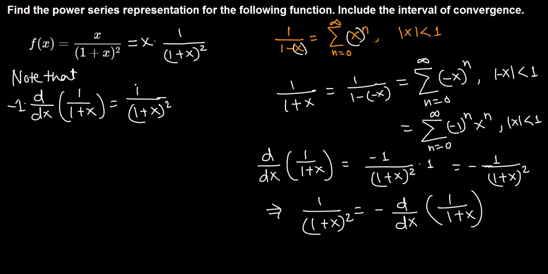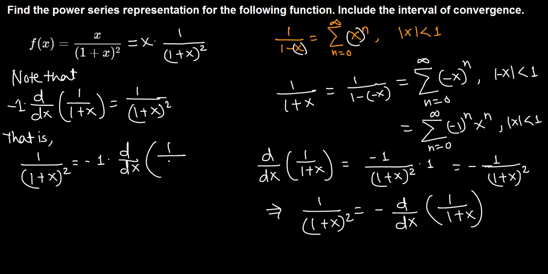Okay, so this is equal to that. So let me write it the other way around. I want to write this on the left side: 1 over (1 plus x) quantity squared is equal to negative 1 times the derivative of 1 over 1 plus x, which can be written as 1 over 1 minus negative x.